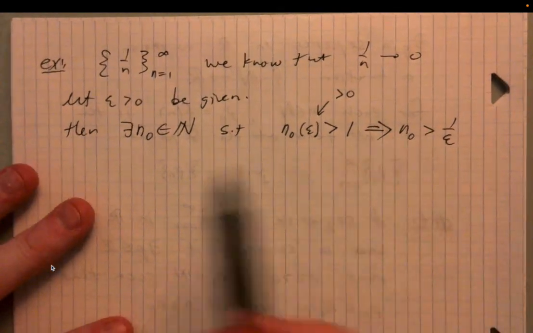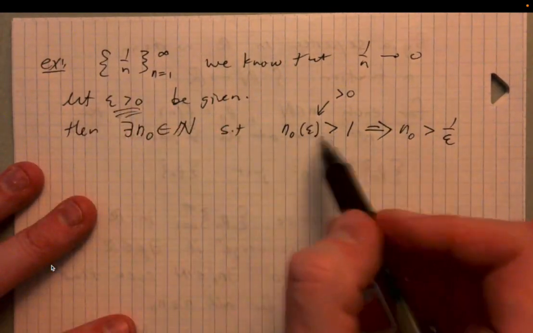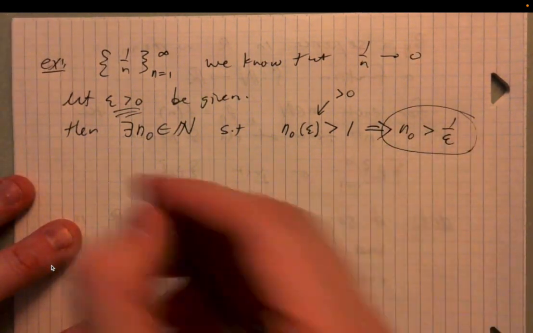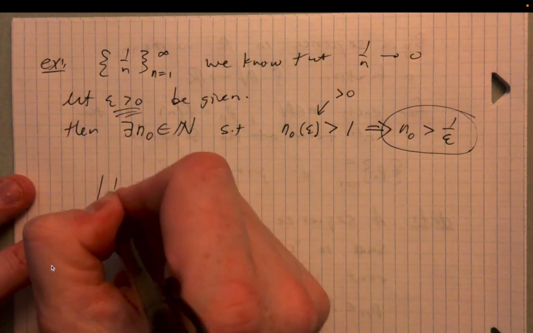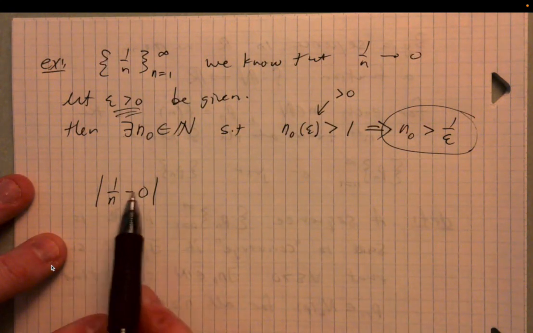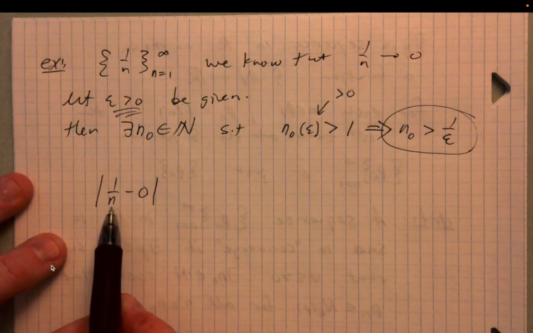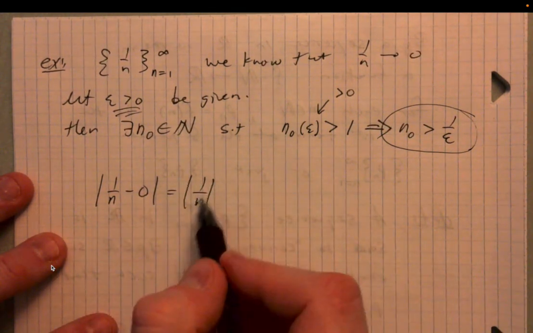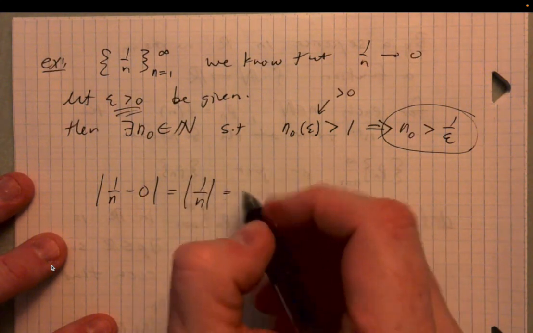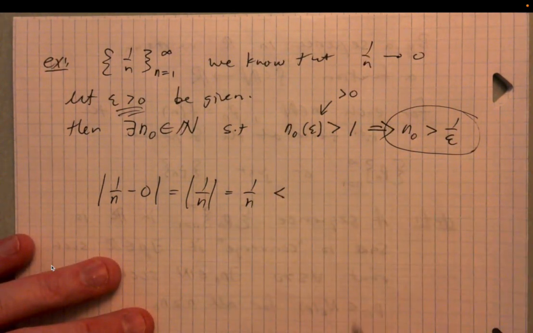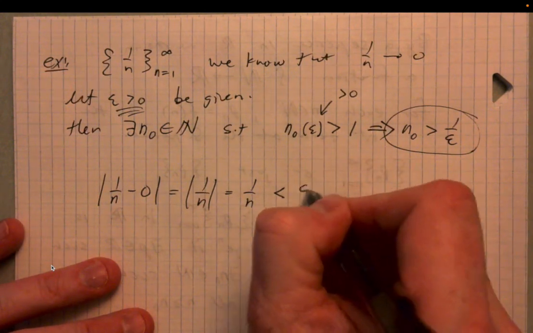The idea then would be, you give me an epsilon greater than 0. I can say, well, I'll just use this to choose my n naught. And if I do that, then 1 over n minus 0, which is the distance between the point P and the terms of the sequence, is equal to 1 over n. Of course, n is a natural number, so the absolute value of 1 over a natural number is 1 over the natural number. And we know then that this is going to be less than epsilon.